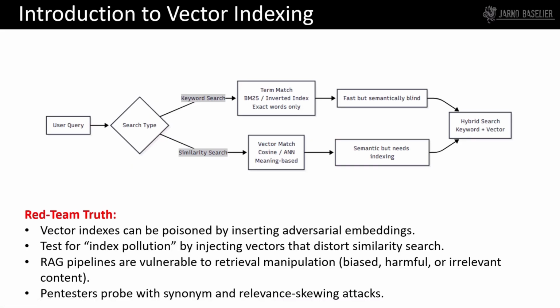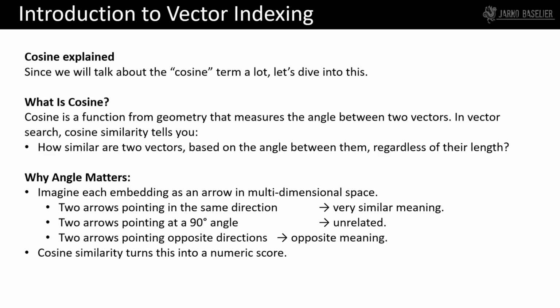For red teams out there, vector indexes can be poisoned by inserting adversarial embeddings. Test for index pollution by injecting vectors that distort similarity search. RAG pipelines are vulnerable to retrieval manipulation. They can return biased, harmful, or irrelevant content. And pen testers probe with synonym and relevance skewing attacks. We can do things with this, and we will see this, of course, when we start pen testing.